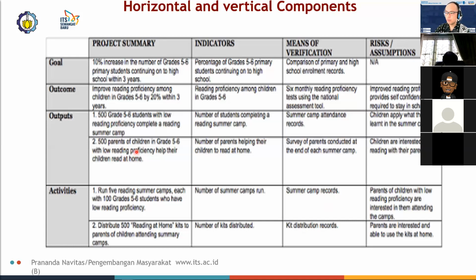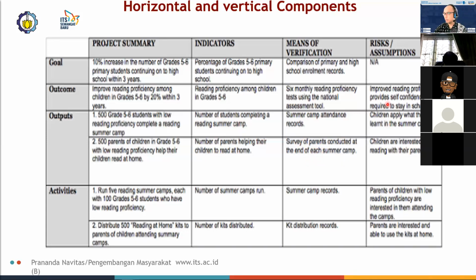And the other output would be 500 parents of children with low reading proficiency helping their children read at home, again with a nice clear indicator. The indicators are the number of students completing the reading summer camp, so completing the full summer camp, not stopping somewhere in the middle, and that can be verified through summer camp attendance records. The number of parents helping could be measured or verified by distributing a survey of parents conducted at the end of each summer camp.